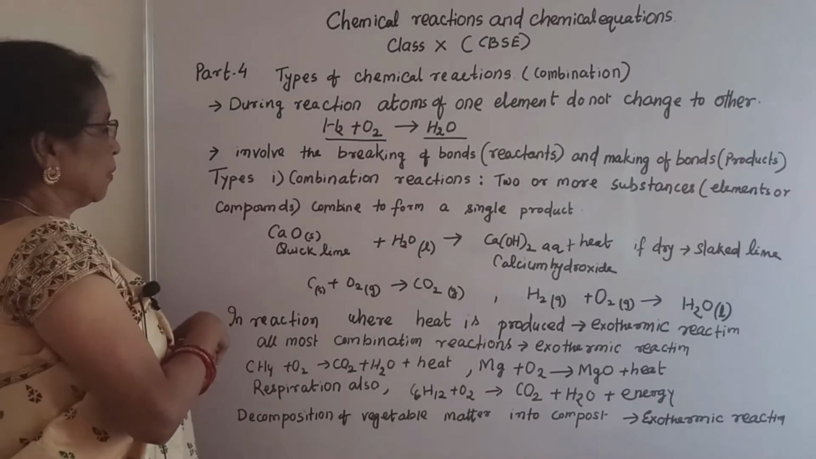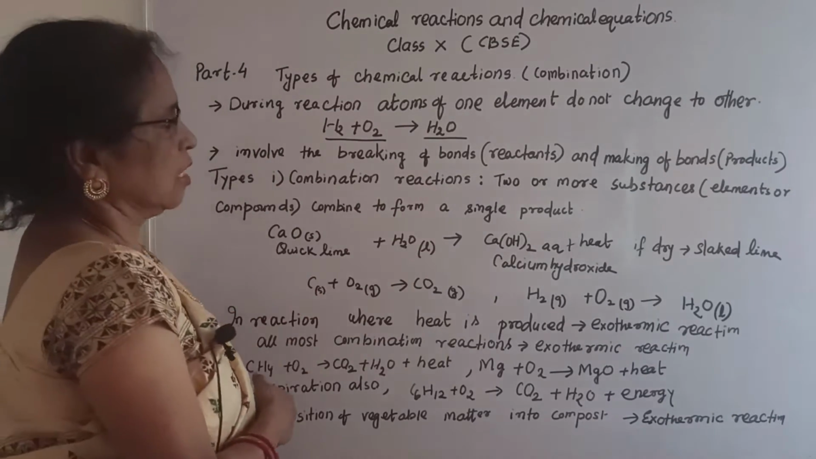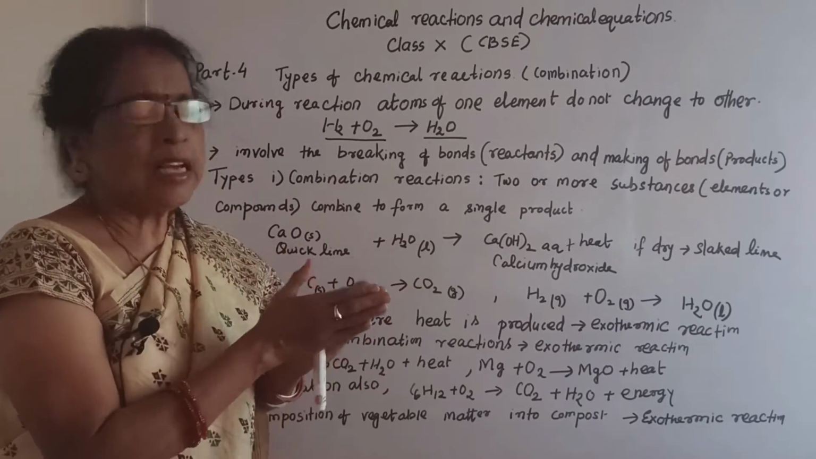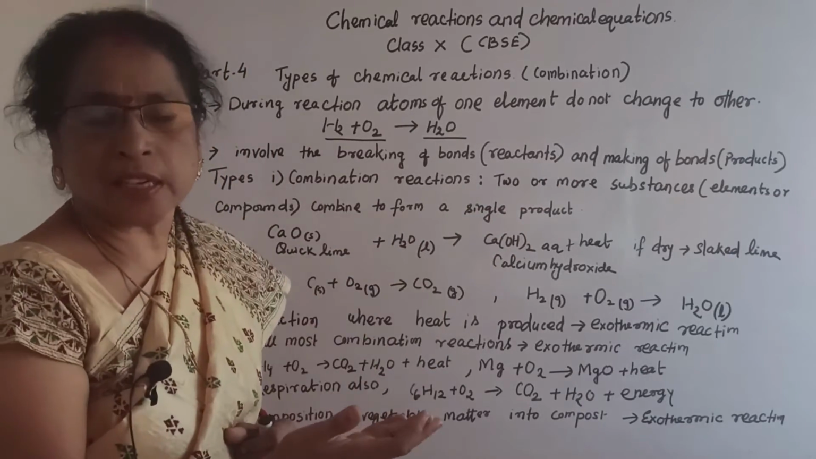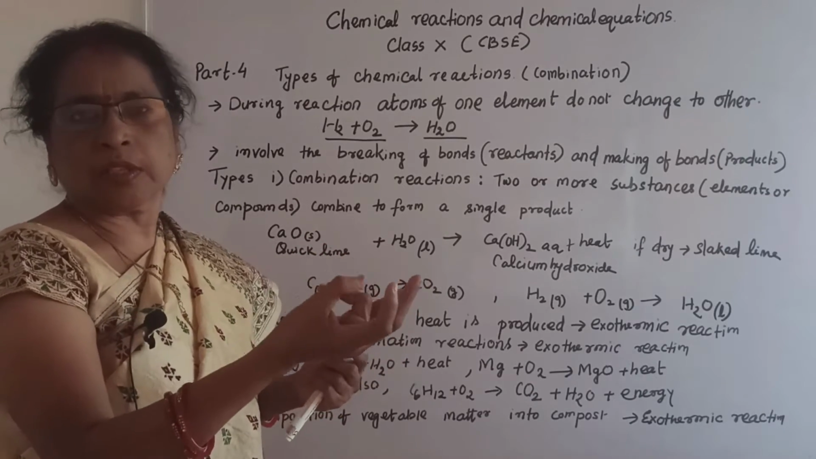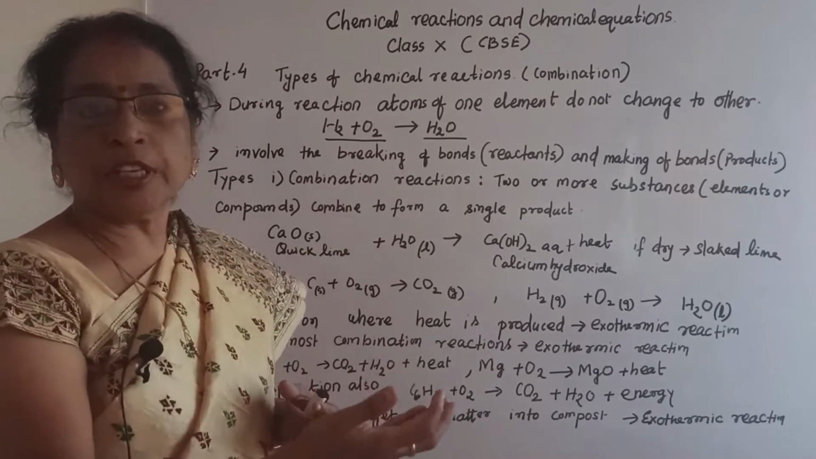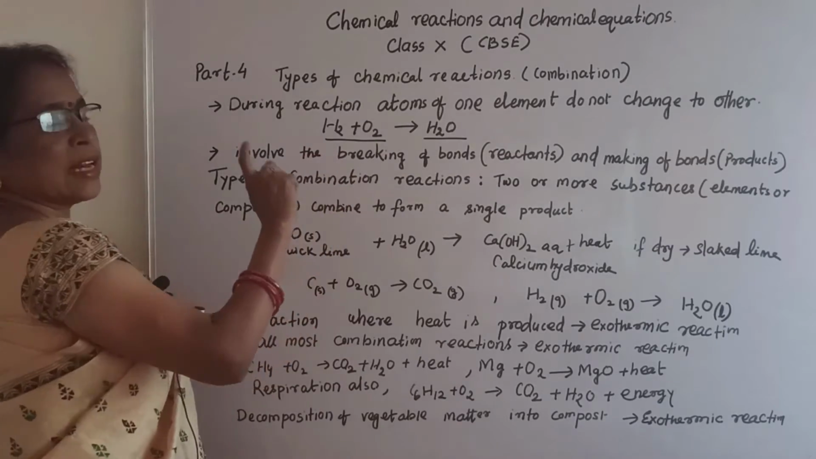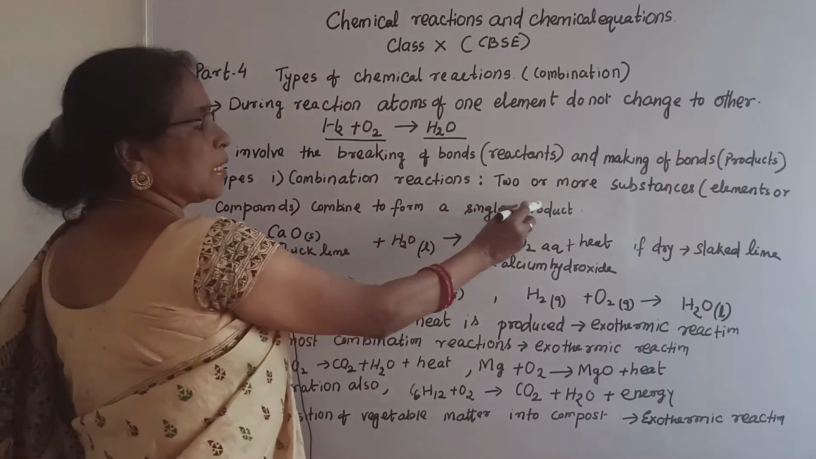Then what are the types? First you will see there are so many types. First you will see combination reaction. Here what is meant by combination? Simply the English meaning: combine. Then who will combine? Two or more substances will combine. What are those substances? Whether elements or compounds. Elements: nitrogen, hydrogen, oxygen, carbon, like this, and compounds: water, ammonia, like these compounds. So two or more substances, whether they are elements or compounds, combine to form a single product.